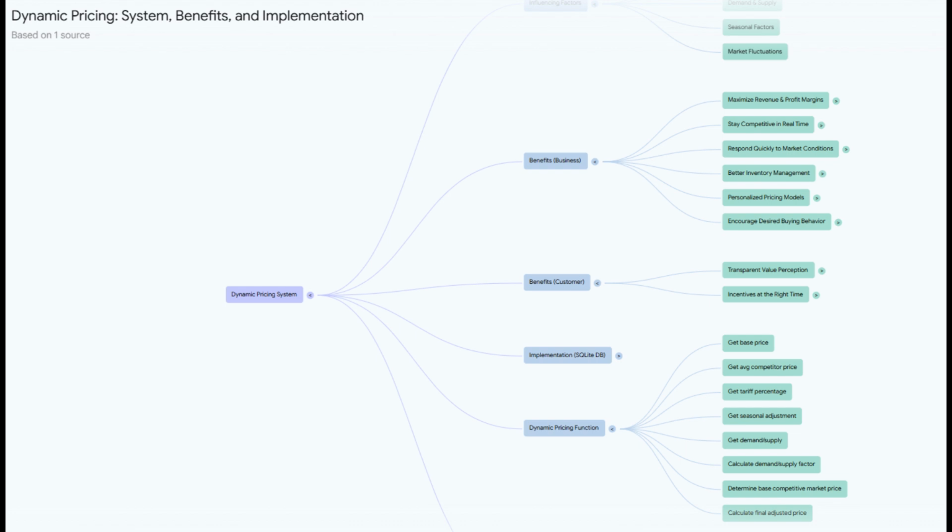Sure. Let's take brake pad as an example. It has a product ID of 1. The base price is $100. In the competitor prices table, there are 2 entries for it. One competitor has it for $95, the other for $97, and both were last updated on April 1st, 2025. Then in the tariffs table, there's an entry for brake pads with a 5% tariff. And in the seasonal adjustments table, there's an entry for April, month 4, with an adjustment factor of 0.95, which means a 5% discount.